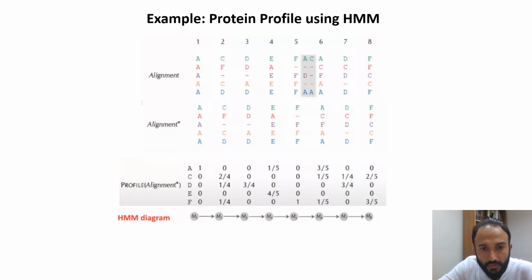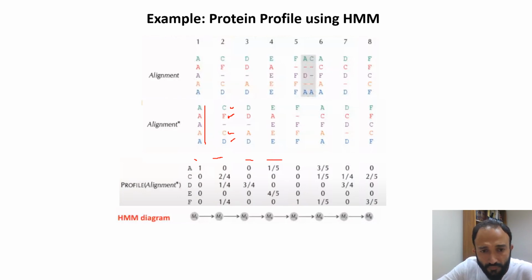All these sequences contain A. If we talk about the next site, the possibility of having C at this site is 1 plus 1, 2. So 2 out of 4 times C is present, 1 out of 4 times F is present, and 1 out of 4 times D is present. This is the way it calculates the probability at each site.